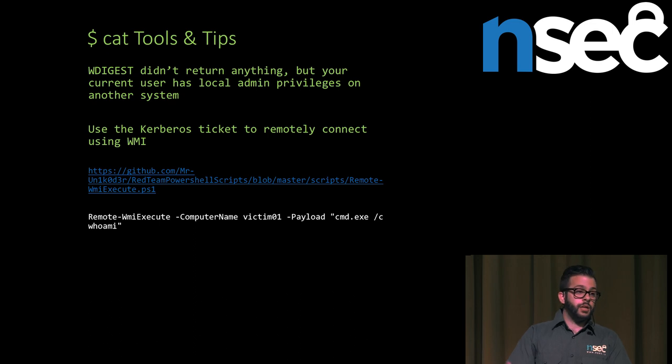WDigest. Mimikatz sometimes may not work because they may have prevented WDigest from being stored in memory. The cool thing about PowerShell is that, by default, it supports Kerberos tickets. So if you have access to PowerShell, you actually have access to the current user's Kerberos ticket. And I wrote a little script called remote WMI execute that allows you to execute commands on a remote host using your current user's Kerberos ticket. So assuming that the user you currently have access to is a local admin on other systems or something like that, you can just leverage that power to move laterally on the network without actually knowing anyone's password.